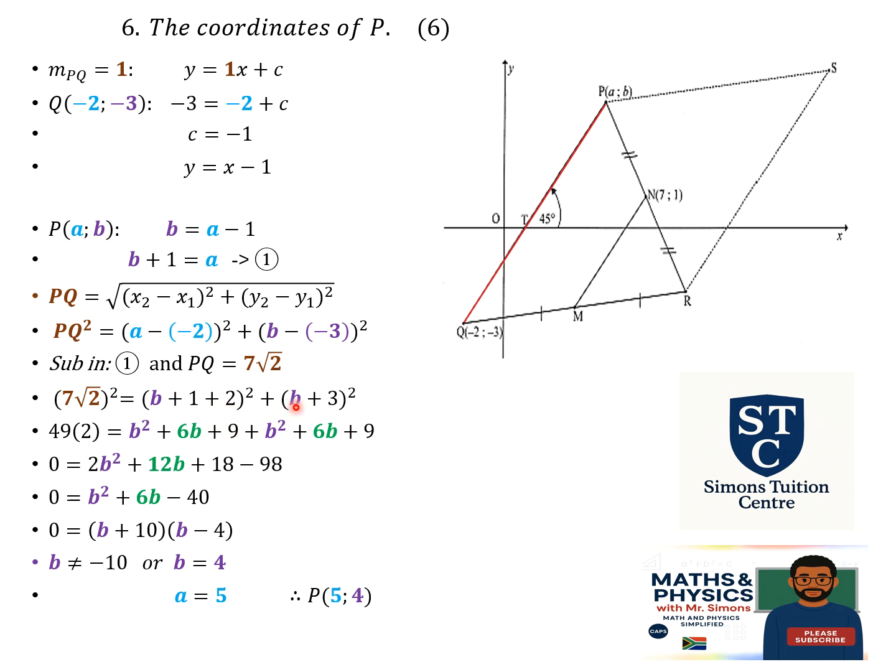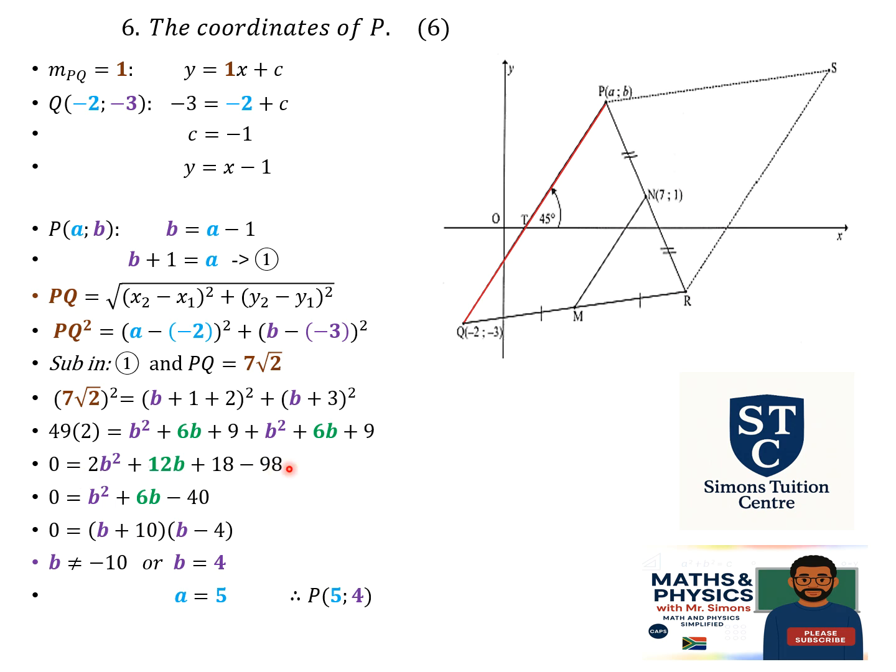There again, B times B gives me B squared, B times 3 times 2 gives me 6B, and 3 times 3 gives me 9. So if I add, B squared plus B squared gives me 2B squared, 6B plus 6B gives me 12B, and 9 plus 9 is 18. Then 49 times 2 is 98. If I take it over, it becomes minus 98. 18 minus 98 gives me negative 80.